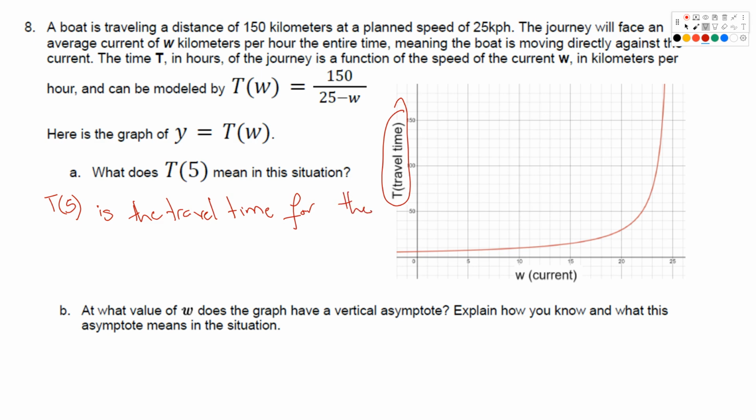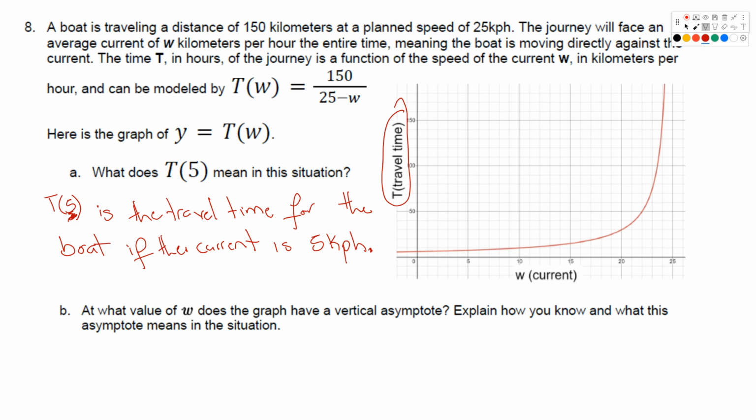So, T of 5 is the travel time for the boat if the current is 5 kilometers per hour. So remember, this W is an input value, which is the current, but T of 5 is an output value, which is the travel time. And we would have answered part A.